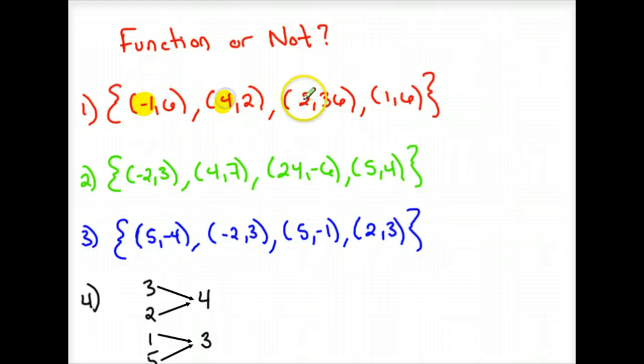Highlighting my domains, -1, 4, 2, and 1. Do any of my x values repeat? None of them repeat. So is this a function? Yes. Each member of my domain is paired with exactly one member of my range.